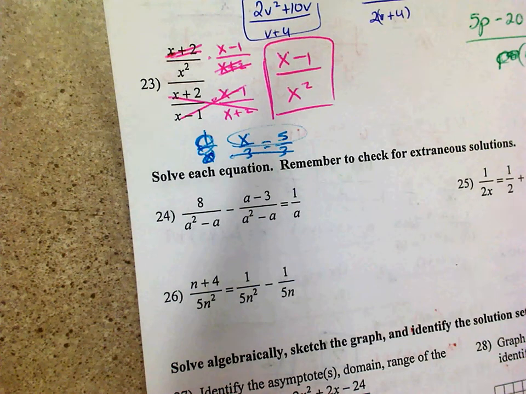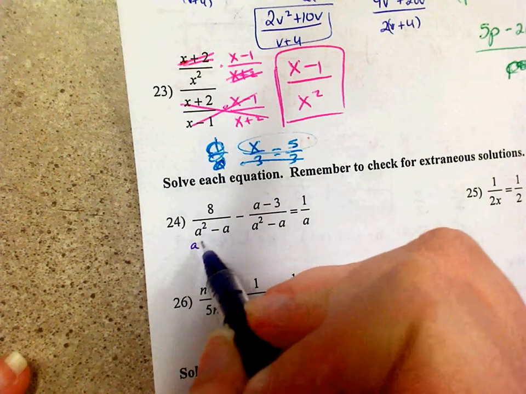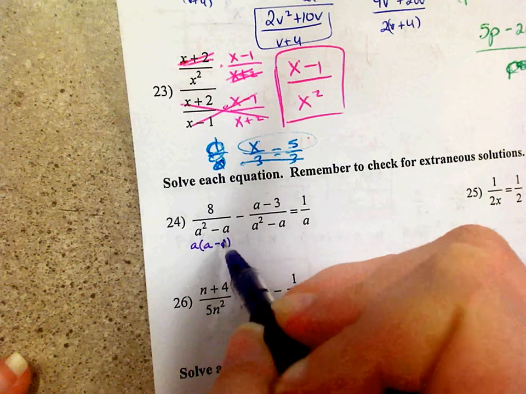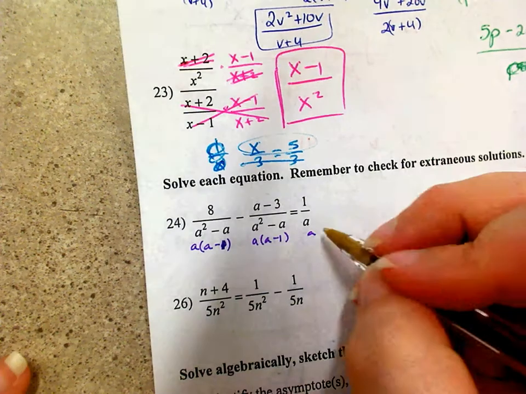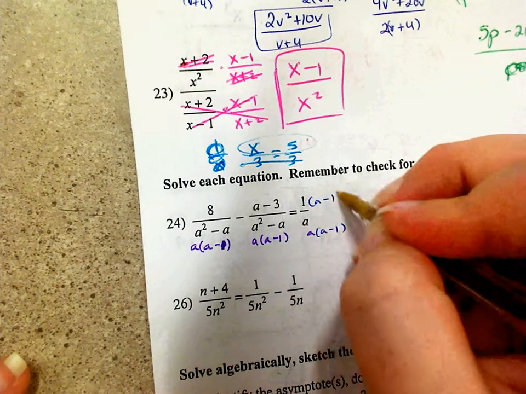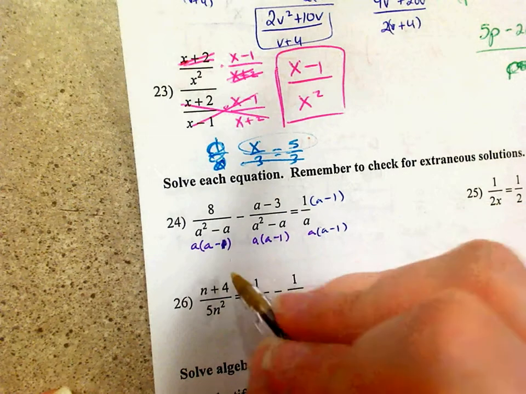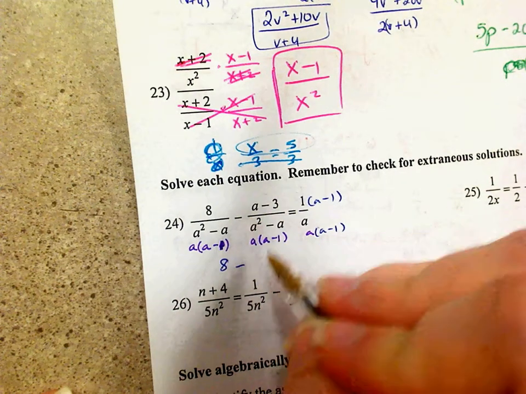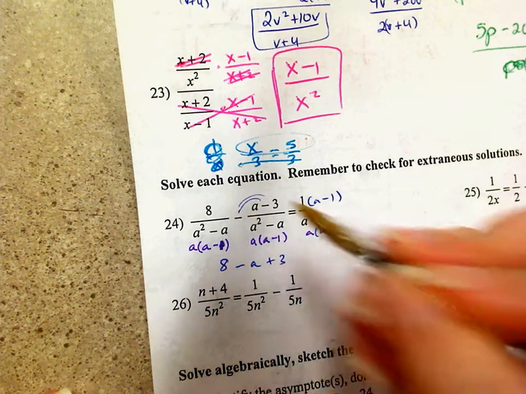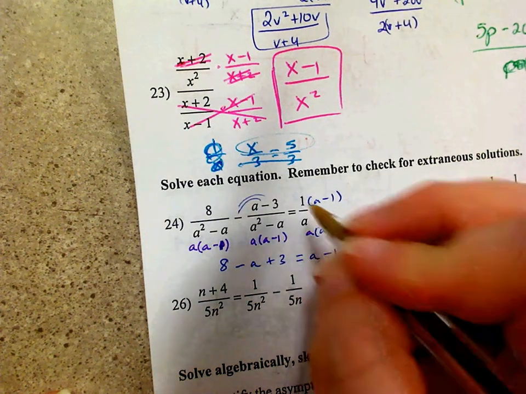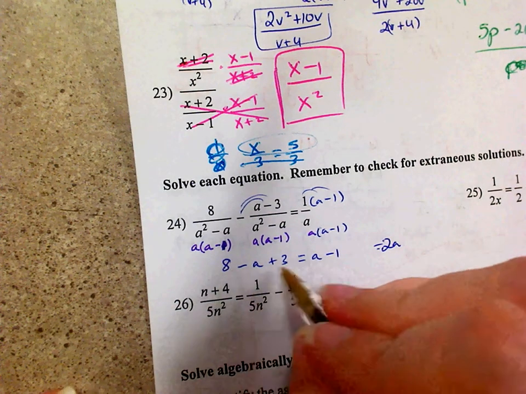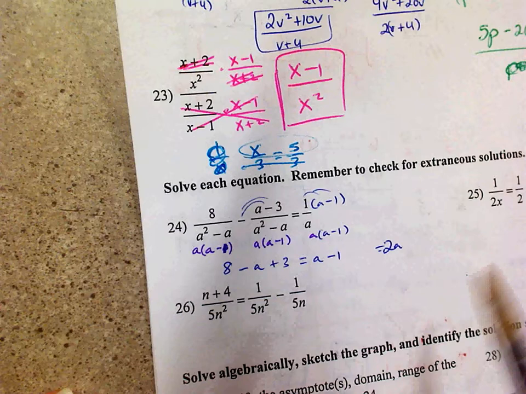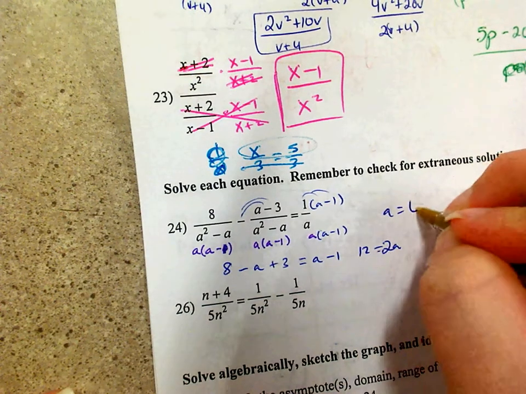Okay, so what I need to do is factor the denominator. So see the factors of each denominator. A times a minus 1, a times a minus 1, and a. So you might notice that this one needs an a minus 1. So my numerator is just 8 minus a plus 3, because I'm distributing a minus sign, equals a minus 1, distributing a 1. Okay? I'm going to add a and get 2a. I'm going to add 3. 8 plus 3 is 11, and then add another 1, so 12. So what does a equal? 6. Well, the only issues I would have had are 1 and 0.